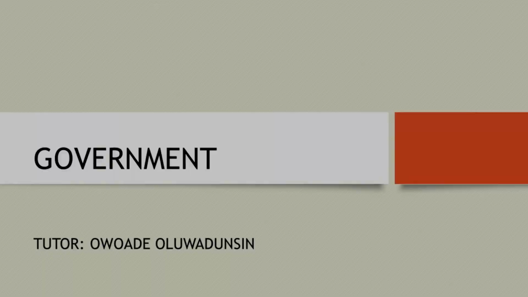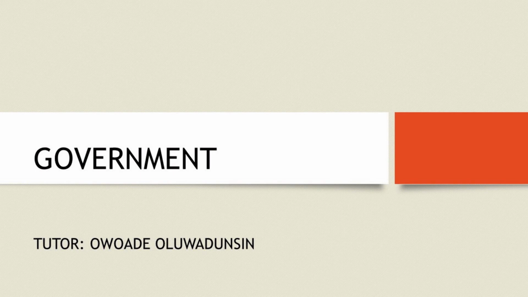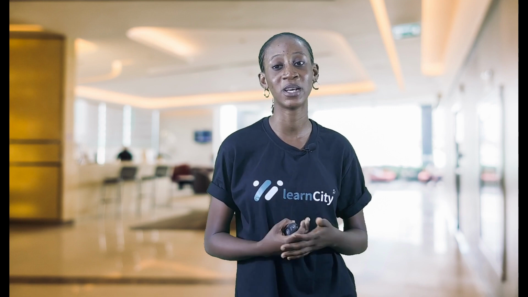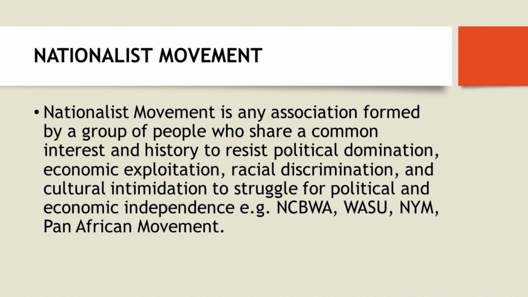In today's government class, we'll be looking at nationalist movements. What is a nationalist movement? A nationalist movement is any association formed by a group of people who share a common interest and history to resist political domination, economic exploitation, racial discrimination, and cultural intimidation, and to struggle for their political and economic independence.